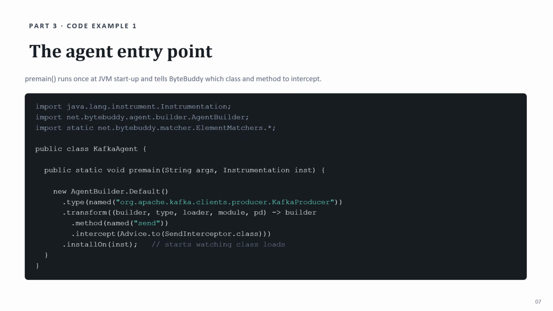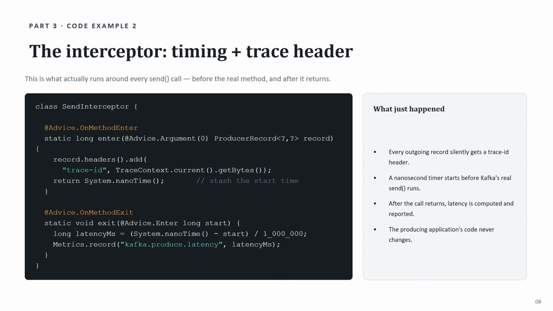So this is the agent entry point when we want to enter our agent with Kafka, and then the interceptor timing with the trace header, how we are tracing. This is what actually runs around every send call, before the real method and after it runs. So advice on method enter and advice on method exit. Similarly, what we used in the Java agent, we are using in Kafka as well.